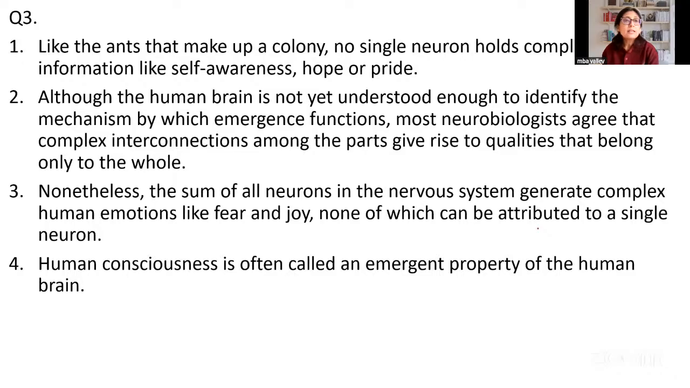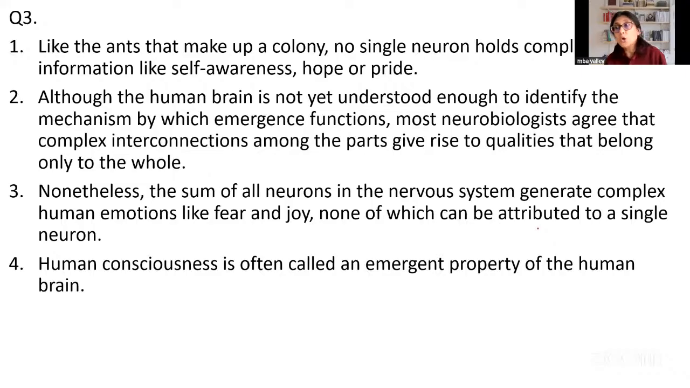Let's read the question together. Like the ants that make up a colony, no single neuron holds complex information like self-awareness, hope, or pride. Although the human brain is not yet understood enough to identify the mechanism by which emergence functions, most neurobiologists agree that complex interconnections among the parts give rise to qualities that belong only to the whole. Nonetheless, the sum of all neurons in the nervous system generate complex human emotions like fear, joy, none of which can be attributed to a single neuron. Human consciousness is often called an emergent property of the human brain.